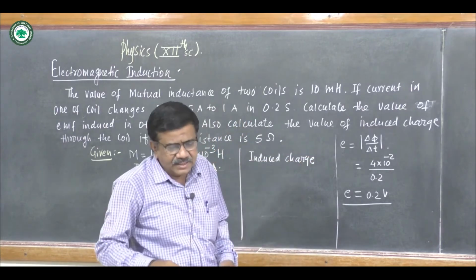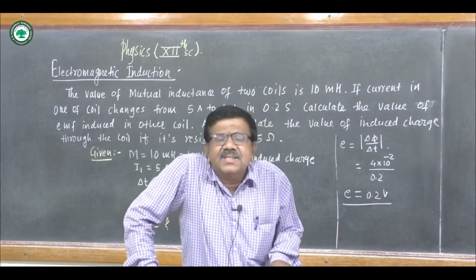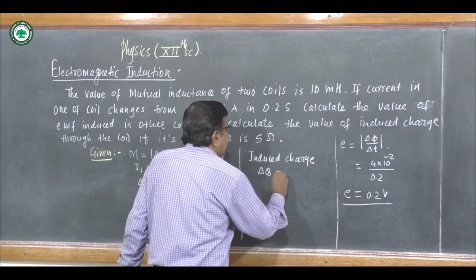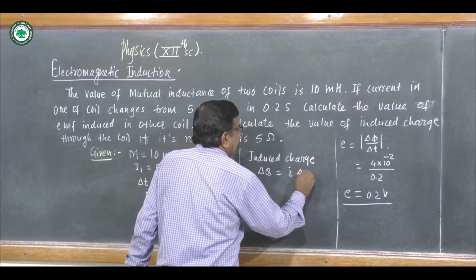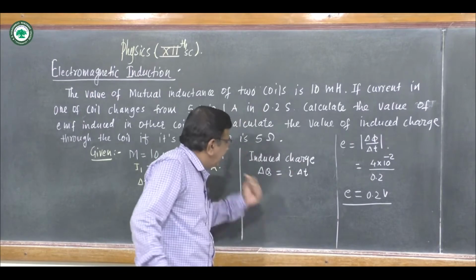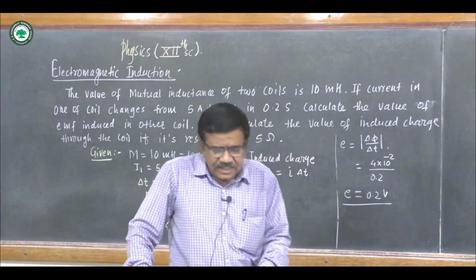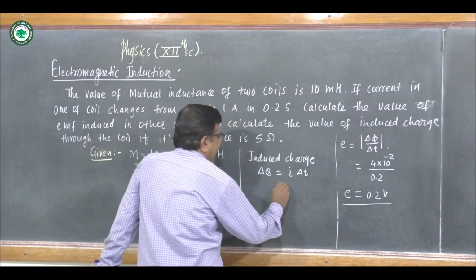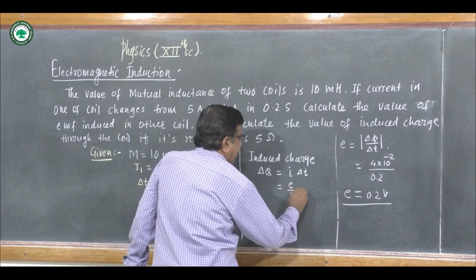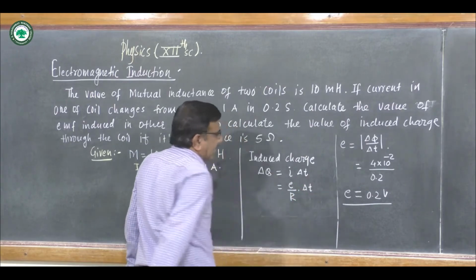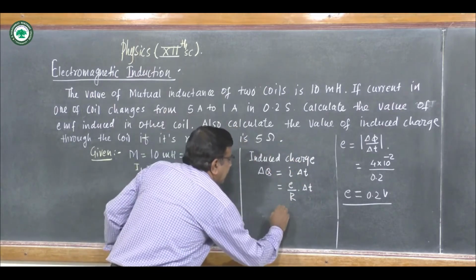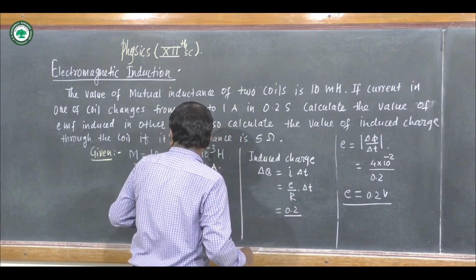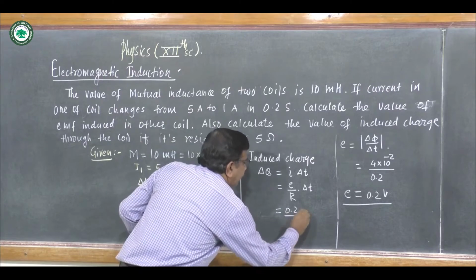Induced charge, we find, is current into time. Suppose delta Q is I into delta T, because I is dq upon dt, so charge is I into delta T. But we also know I is E upon R into delta T. This EMF is 0.2 volt divided by R, which is 5 ohm, into delta T.